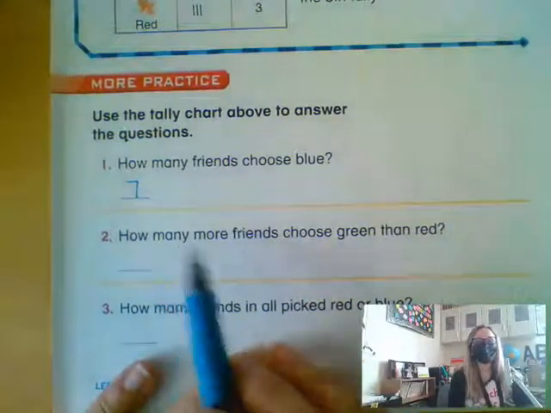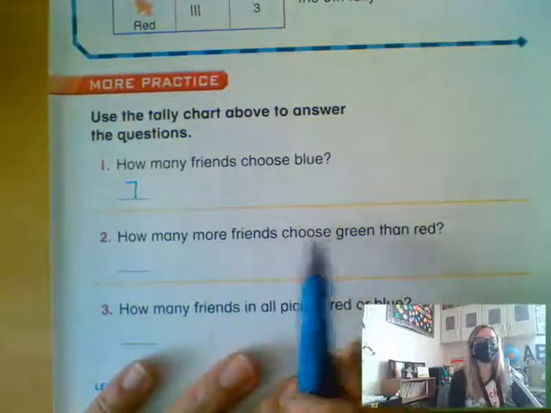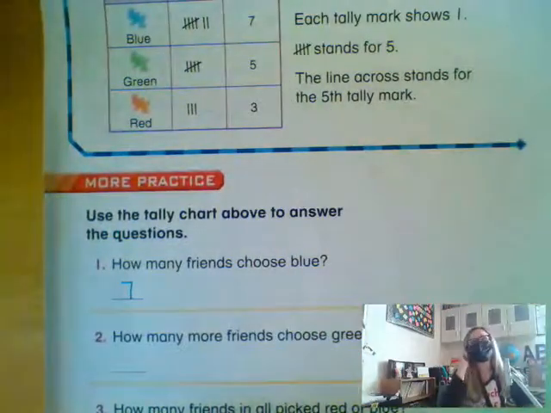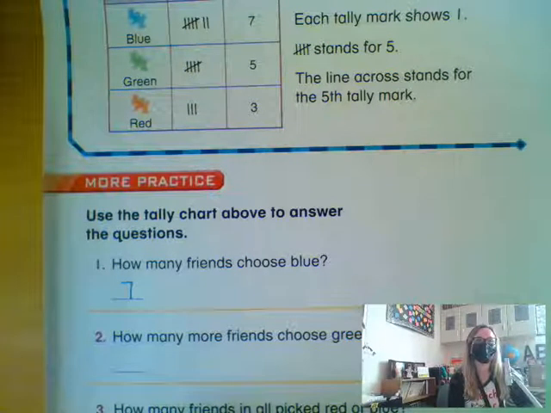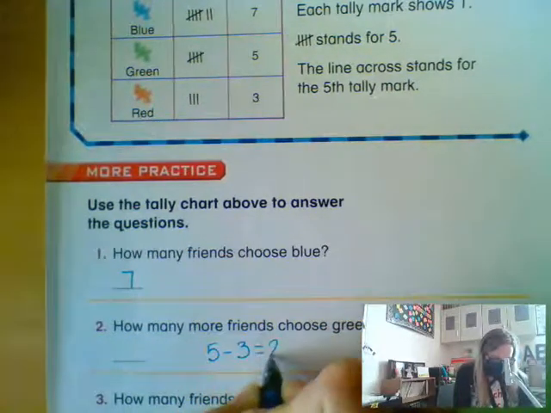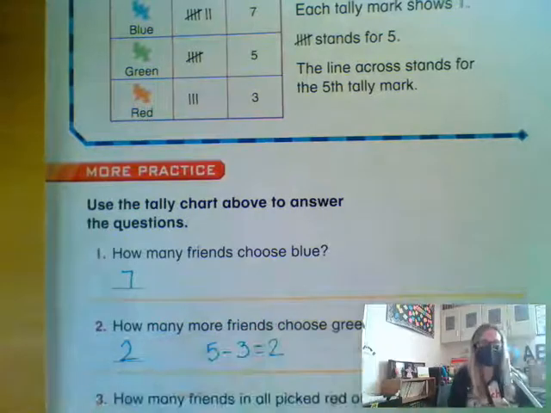Sage, it says, how many more friends chose green than red? So I've got green is 5 and red is 3. How many more chose green? 2 more because 5 take away 3 equals 2. So your answer for this line is 2.